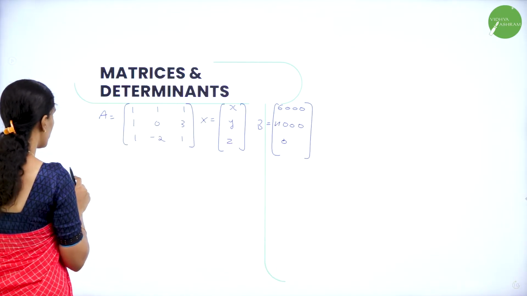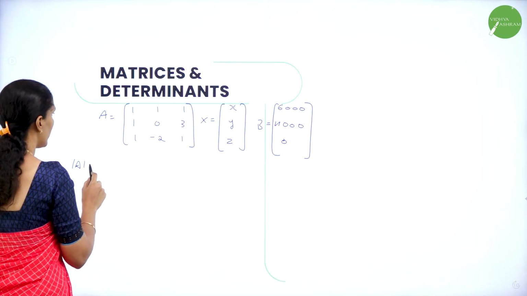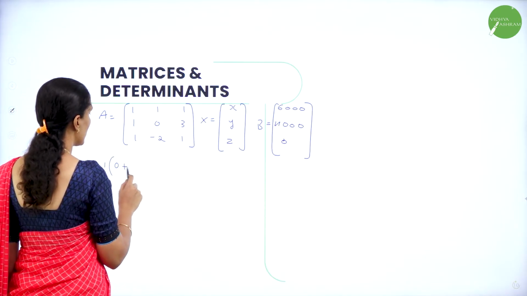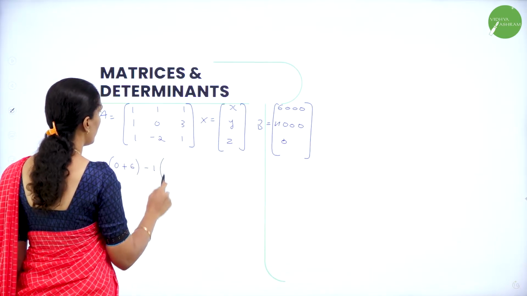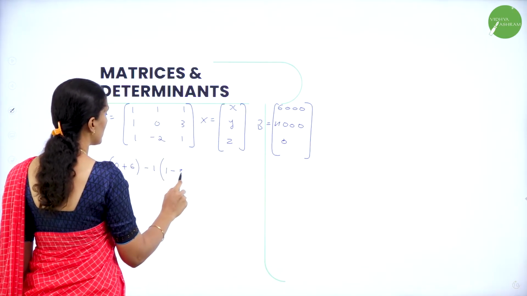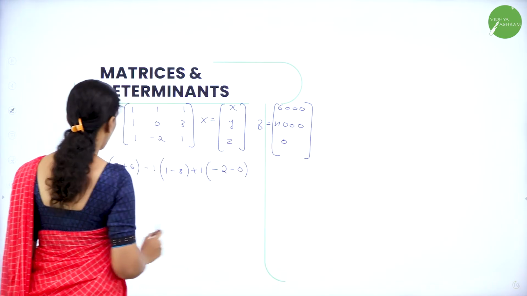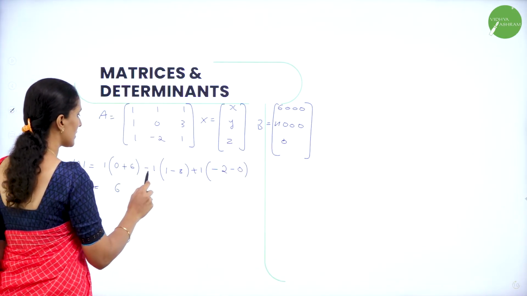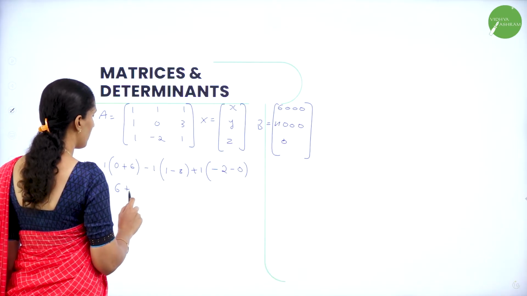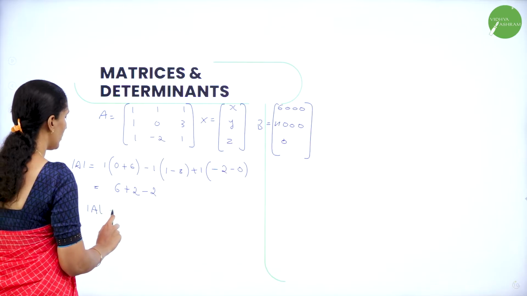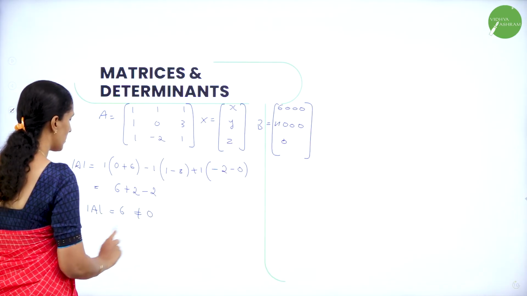So now let's solve it. First let us find out determinant A. Determinant A is 1 into 0 plus 6, minus 1, 1 minus 3, plus 1 into minus 2 minus 0. So we have here 6 minus 2 minus 1 plus 2 and here minus 2. So determinant A value is 6, which is not equal to 0.